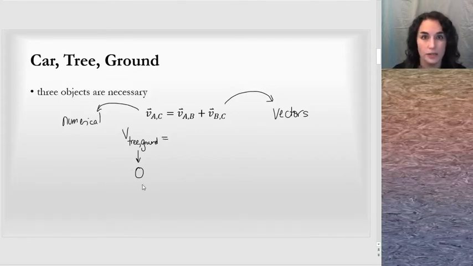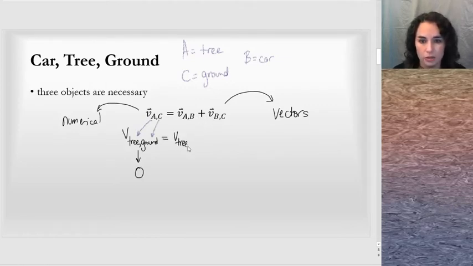I know it's at rest with respect to the ground. So what's going on over here on this other side of the equation? Well, notice that I'm inherently assigning my objects to these symbols. So let's write this out. A equals tree, and C equals the ground. And the other object we have in there is the car, right? So B must equal the car.